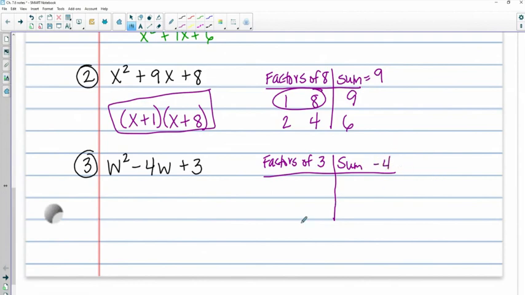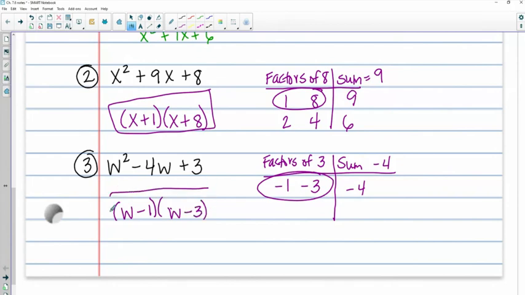Well, we already know that 1 times 3 is 4. And we also know that both of them have to be a negative. So when you add these up, you get negative 4 and it matches. So we're going to use negative 1 and negative 3. So then our answer would be w minus 1 times w minus 3. And remember, if you're not sure, you do FOIL just to double check, okay? Okay, guys, let me know if you have questions.